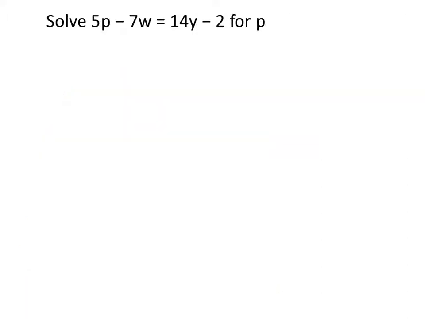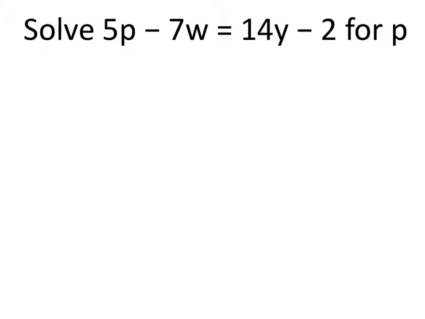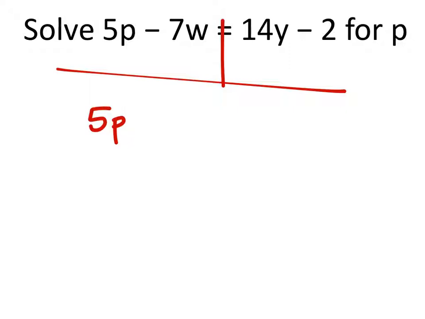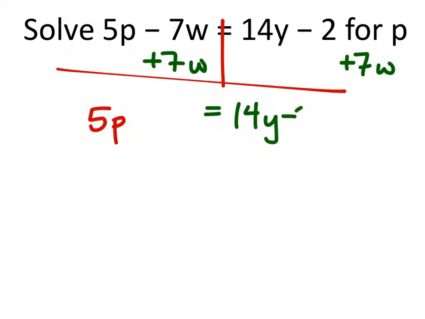Solve 5p minus 7w equals 14y minus 2, 4p. All right. Well, the p's I want on their own side of the equal sign. That's kind of sloppy, but I'm just going to have those 5 p's, which means I don't want that negative 7w. So I have to make it a 0 by adding it to both sides. Plus 7w. And it is not a like term with either of the two terms, 14y or negative 2. So I've got 14y minus 2 plus 7w. Next, to solve for p, I would divide both sides by 5.